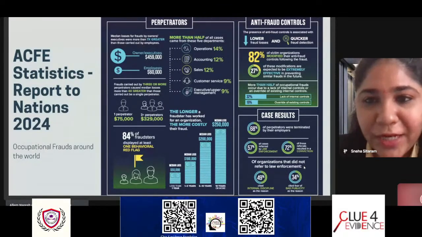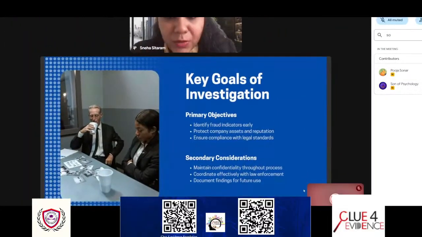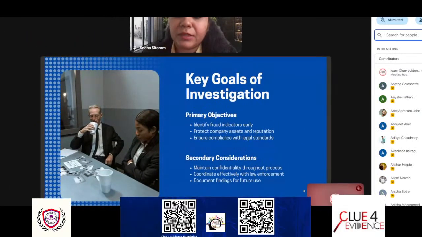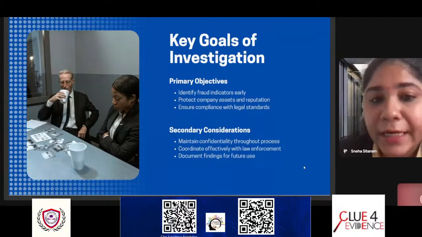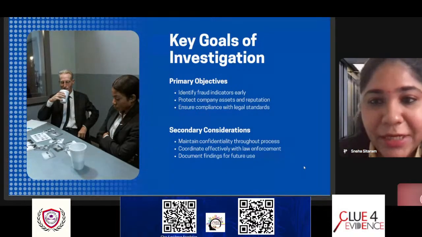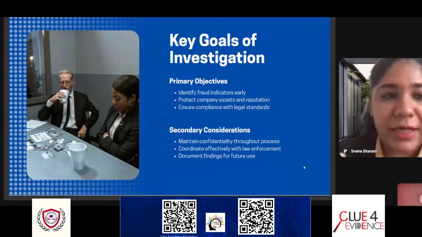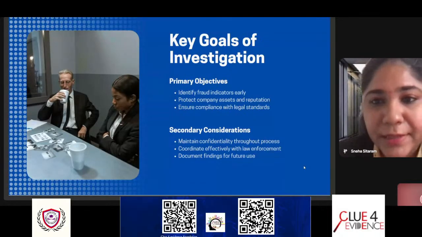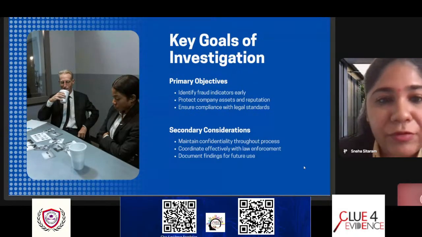Okay, so can we move to the next slide where we will look at the objectives of investigation? These are the main goals of the investigation. We classify them as primary and secondary. First of all, early indicators, or identifying the fraud indicators at the right time, in early detection. It's like a cancer in the organization: before it spreads and your loss becomes huge, it's always good to go for early indicators.